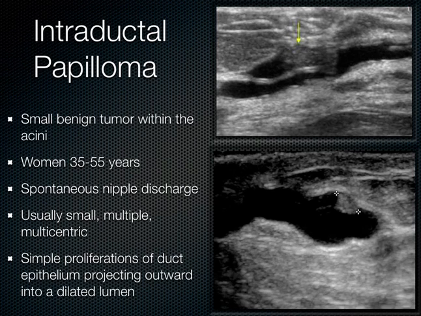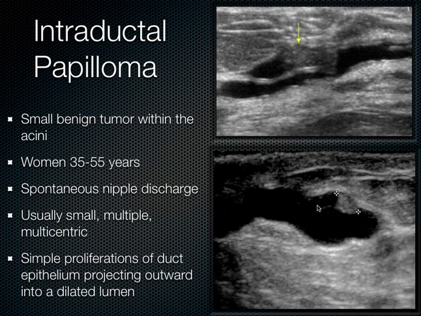And if you get a mammogram on these patients, it looks like there's a raspberry-like lesion on the mammogram, and these can often grow in size and become palpable. And it's actually a benign tumor within the acini, in women aged 35 to 55 years old. Sometimes they're small, but they can be multiple with multiple focal areas. It's basically just a proliferation of the duct epithelium that projects inwards into a dilated lumen. We can see that again over here.